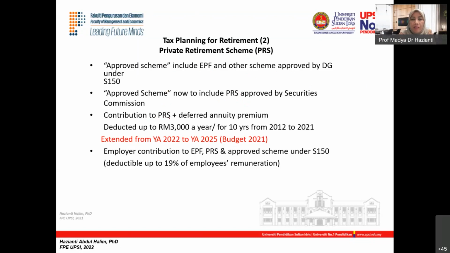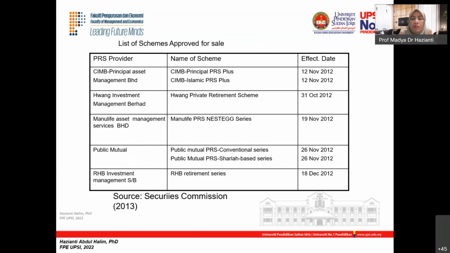And contribution to PRS plus deferred annuity premium can be deducted up to 3,000 a year from year 2012 until 2021, and it is extended from year 2022 to year of assessment 2025. Right, so in this case you can see, prior to 2012 tak ada benda ni, but ada up to 2021 mulanya, but they extended until 2025. So here what we have is the list of schemes approved for sale. So if that employee on top of EPF, dia ada lagi PRS, private retirement scheme, this is for investment as well.